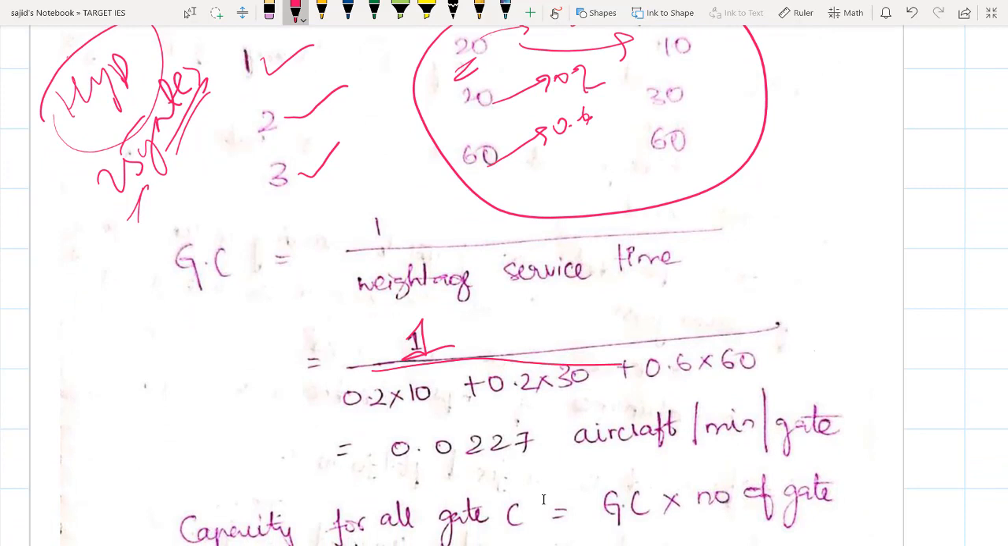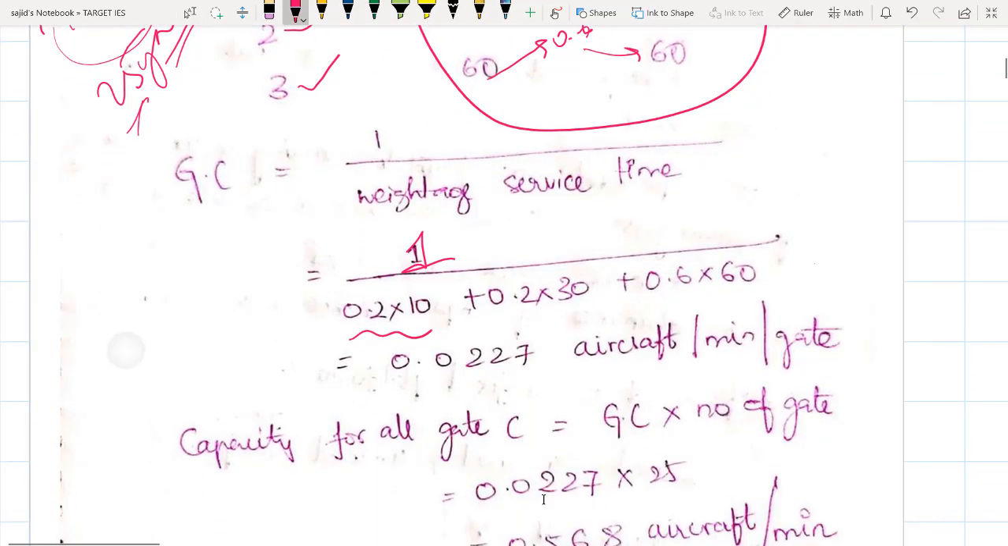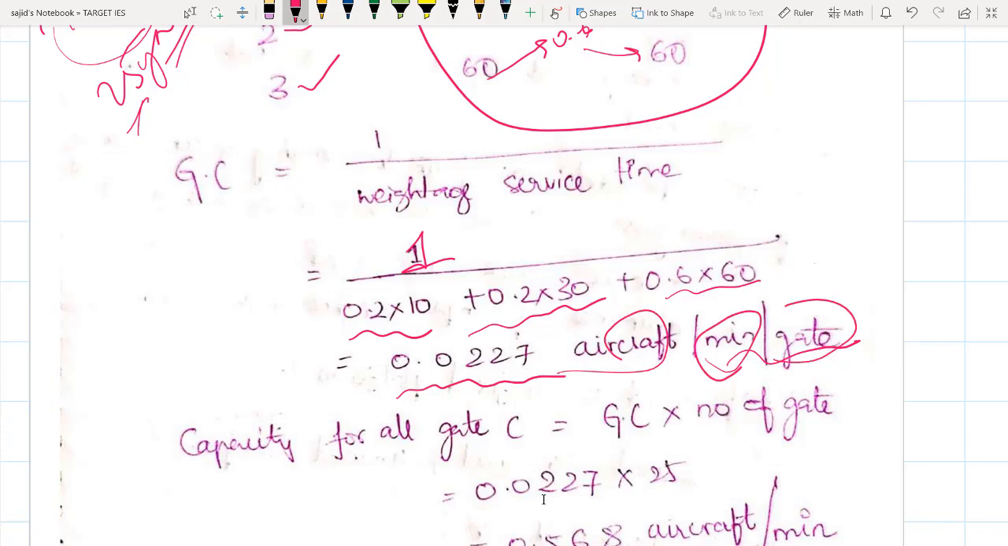So 1 by weighted service time. That will be 1 divided by 0.2 into 10. Just multiply 0.2 into 10, 0.2 into 30, 0.6 into 60. As simple as that. Okay. So 0.2 into 10 plus 0.2 into 30 plus 0.6 into 60. Whenever you divide, you will get 0.0227 aircraft per minute per gate. So now you got per minute, these many aircraft can be landed per gate.